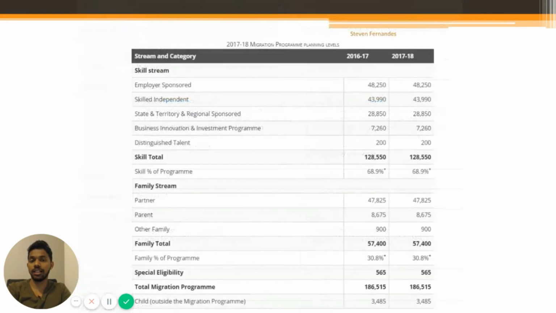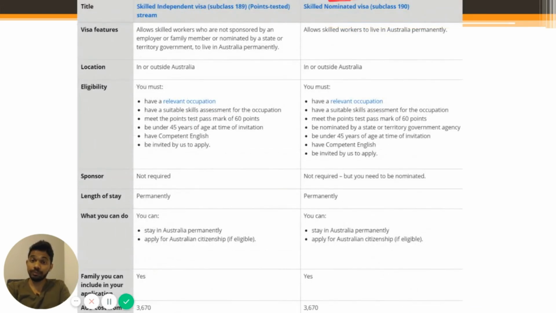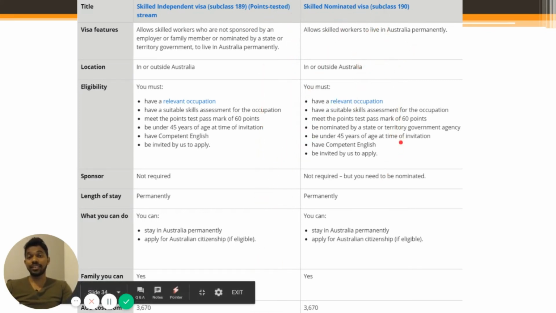Okay, I'll come to this statistic in a minute. Within the permanent resident visa category, you have two main visas. One is the 189 visa, and one is the 190 visa. The 189 is a skilled independent visa, which is a point tested visa, and the 190 is similar. Now, the only difference between these two visas is that the 190 is a state sponsored visa.